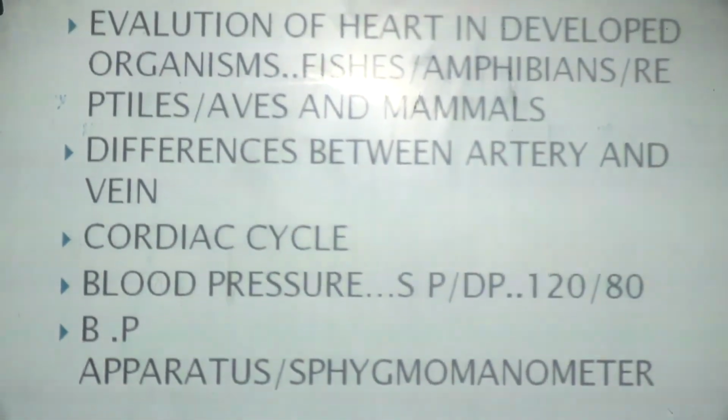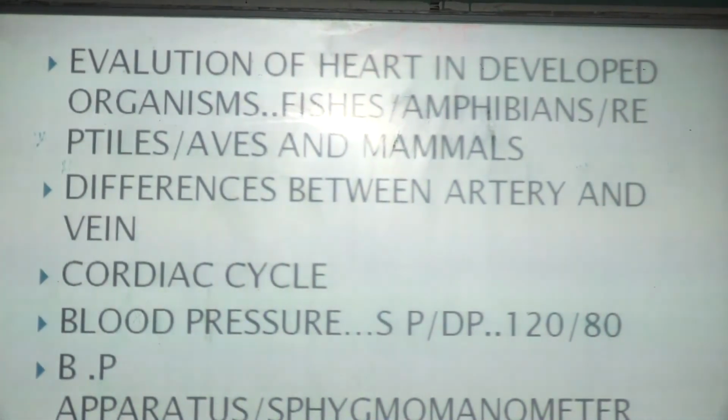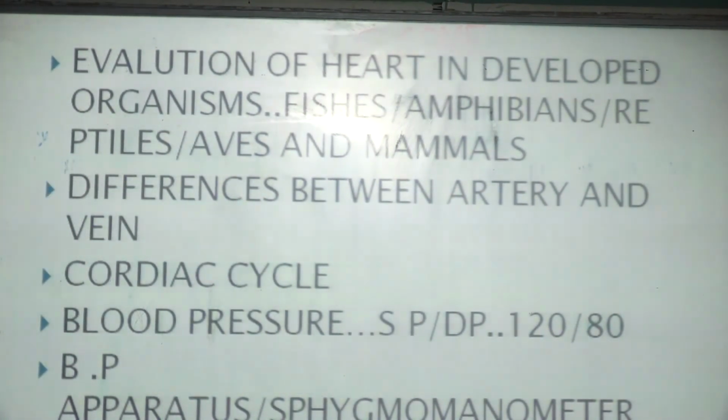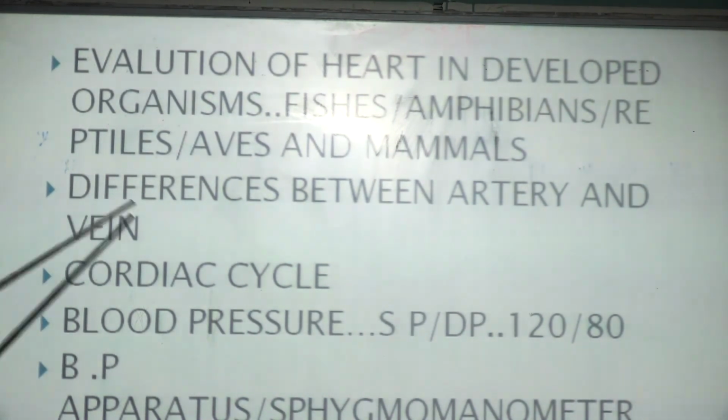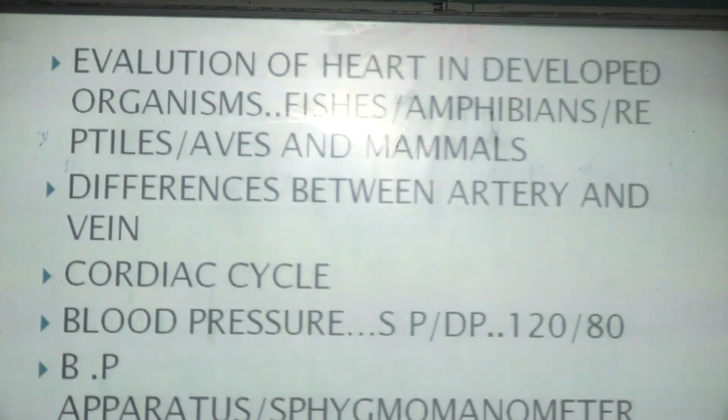And evolution of the heart, it is a very difficult question. Only 1 or 2 times asked in the CCE model. Evolution of the heart, if it is asked, you have to draw the heart of fishes, amphibians, reptiles, aves and mammals. And you have to write the chambers, how many chambers are there in fishes. And you have to write the caval veins, how many caval veins are there in fishes as well as mammals. Okay, then let me move to the next one. Differences between artery and vein. This is a very simple question, asked many times.